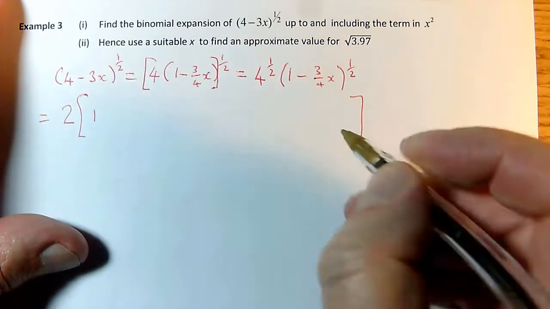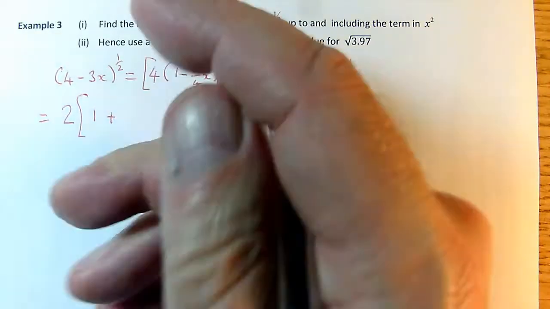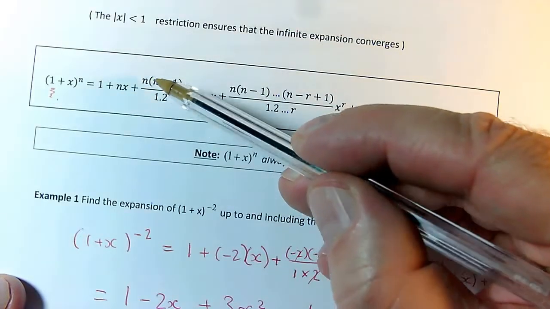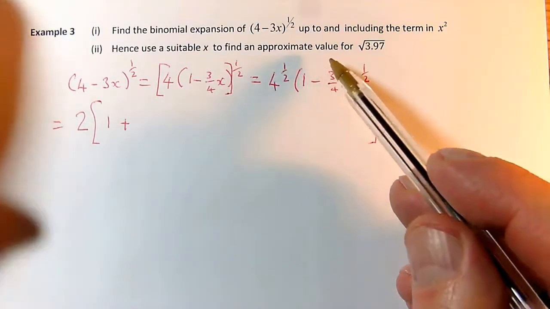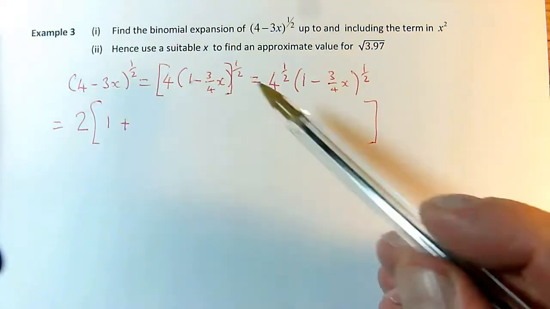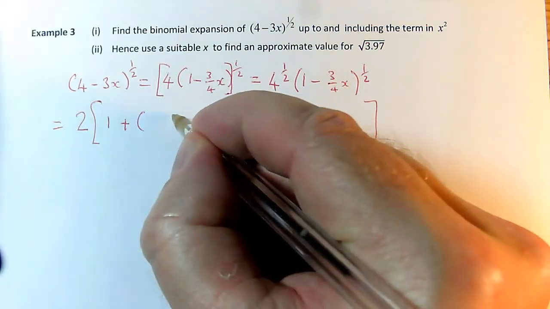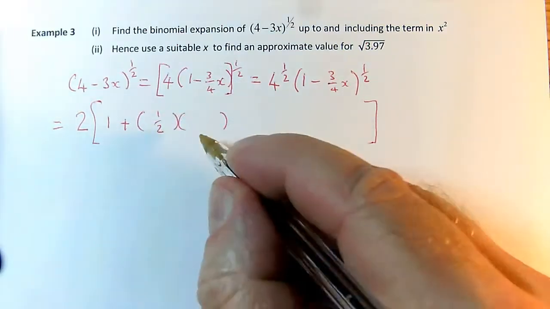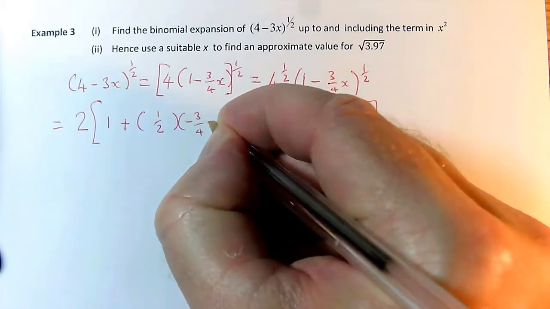So it always starts with a 1. I've now got a 1 here, so that's correct. Remember, the next term is n times x. I'm still using this formula, so I'm going to be doing n times x and then n times n minus 1 over 1 times 2. So my n is a half, and instead of an x, I've got this minus 3/4 of an x. Not this minus 3x, that's gone. I'm now dealing with this bracket as it is now. So the nx term is going to be a bracket for n and a bracket for x. What's my n? It's a half. What have I got instead of an x? I've got this minus 3/4 of an x. So that's my next bit.